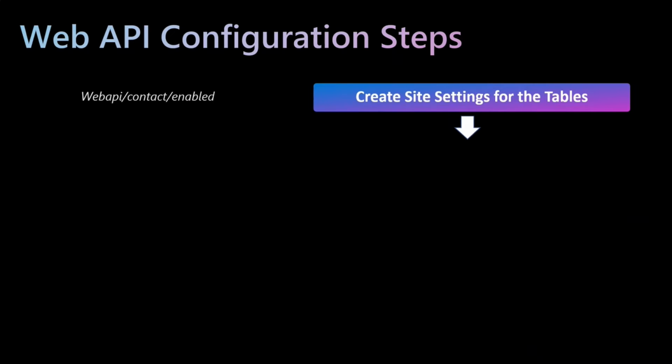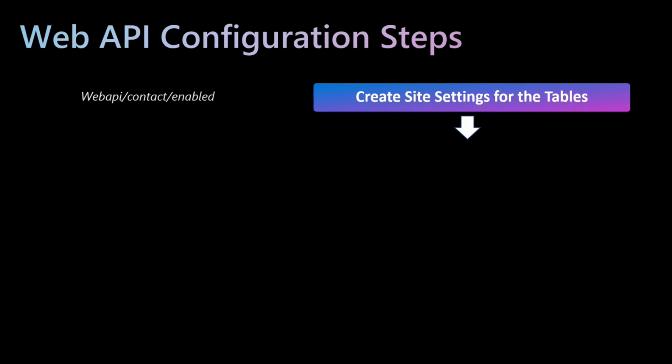So the first step, you have to create the web API site setting. As I told you in my earlier slide, you have to create the site setting to enable the web API for a particular table, okay? So let's say I want to retrieve the data of the contact table. So I have to enable the contact table for the web API. So I have to create the site setting for that table first.